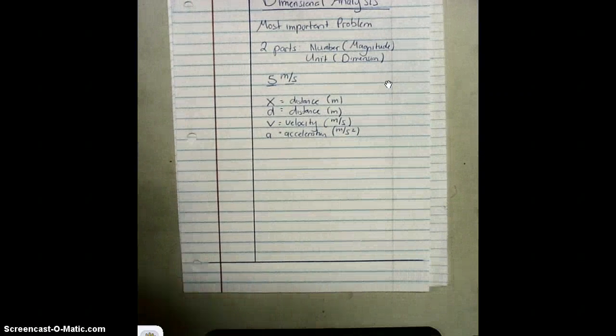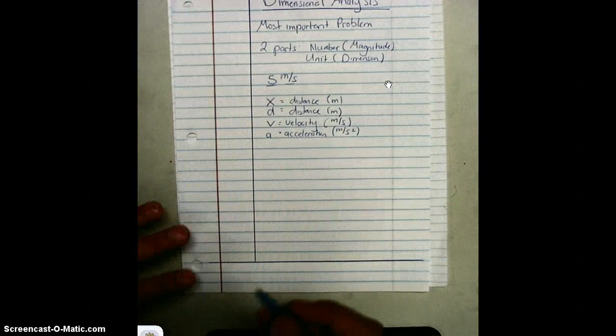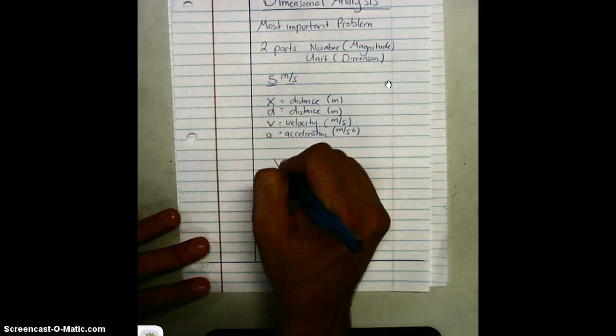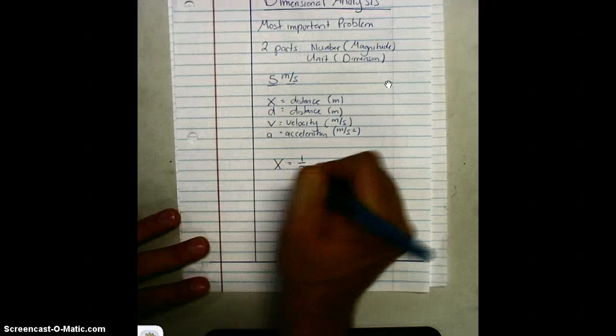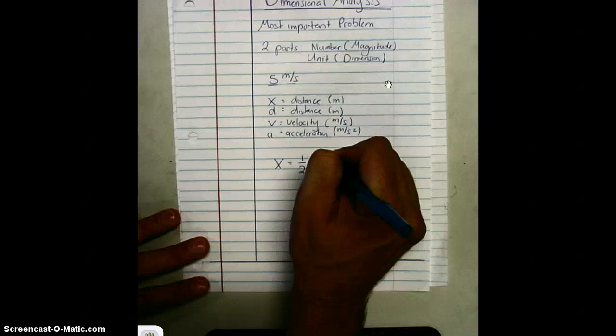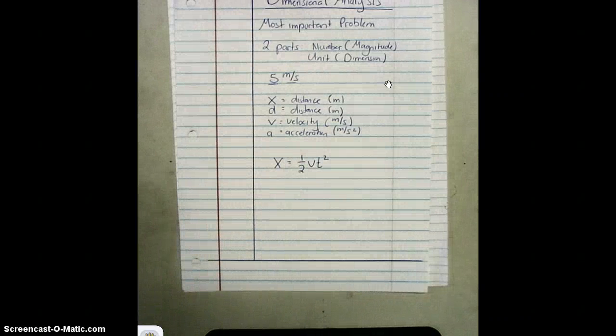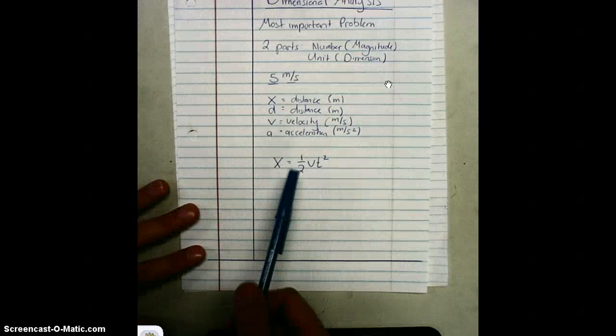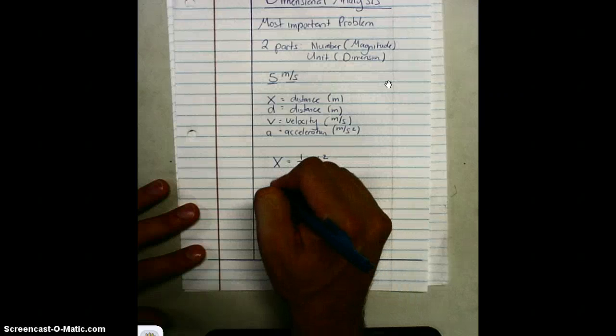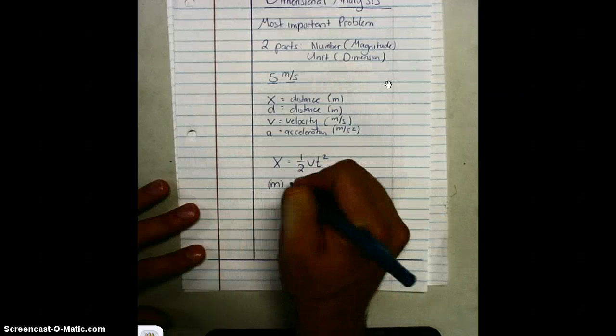So let's do a very basic problem. Let's say we have this equation right here: x equals 1/2 v t squared. Now, I want to analyze the dimensions. So I know that in this problem, my answer x needs to come out in meters.